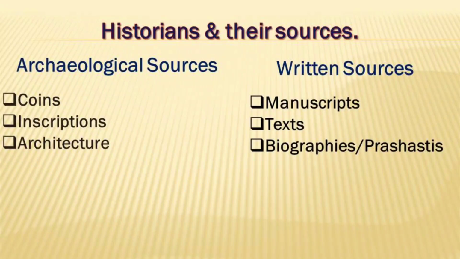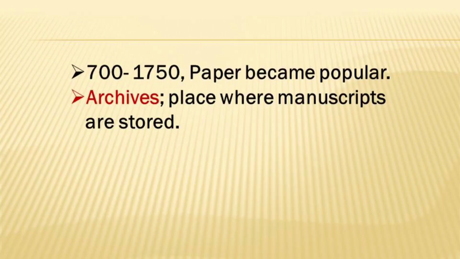If we study the coins, inscriptions, architecture of the past, we can understand the past. Similarly, if we study the manuscripts, texts, biographies or prashastis, we can understand the past. When we study the period from 700 to 1750 Common Era, one thing is to be noted. Paper became popular during that period. Why? Because in the past there was no paper, but between 700 to 1750, paper became popular. Paper was cheap, paper was available, so paper became popular.